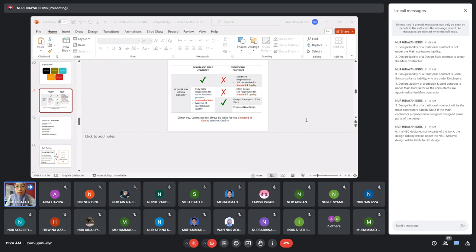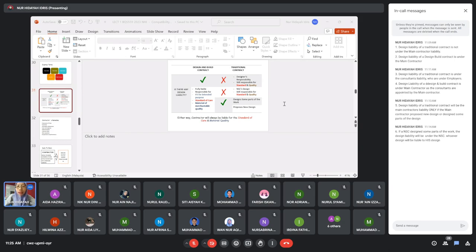So in summary, all the statements are true. All the answers to these questions are true. Why? Design liability of a traditional contract is not the main contractor's liability. Design liability in a traditional contract will be under the consultants' responsibility. So who are the consultants?